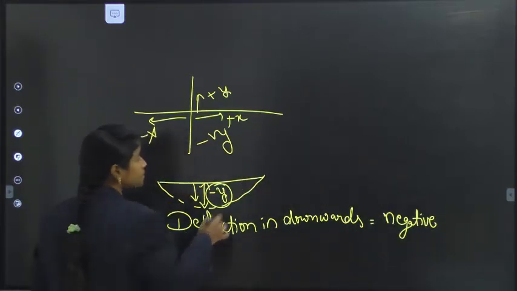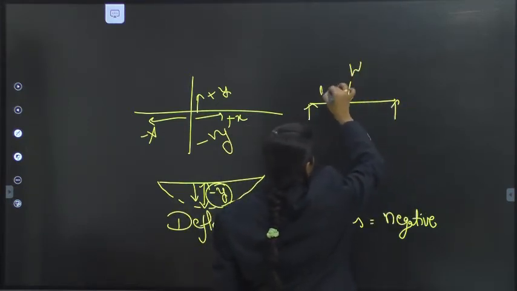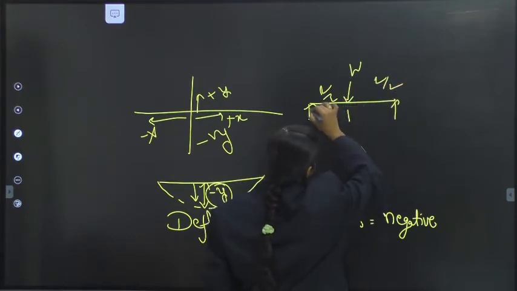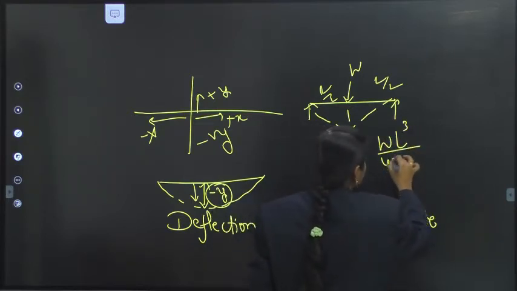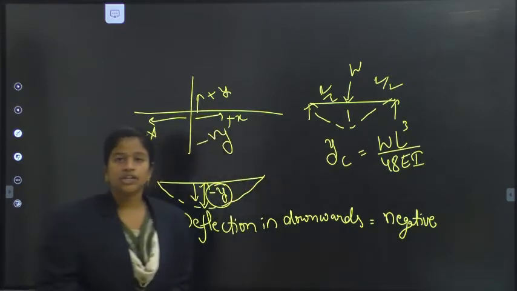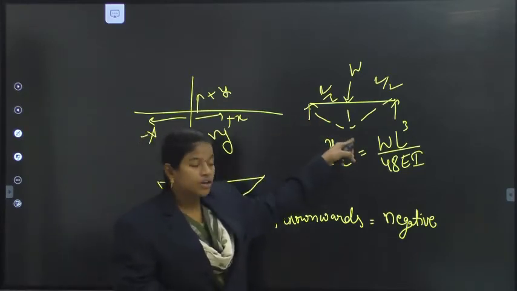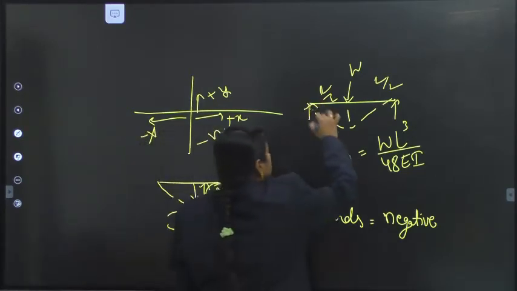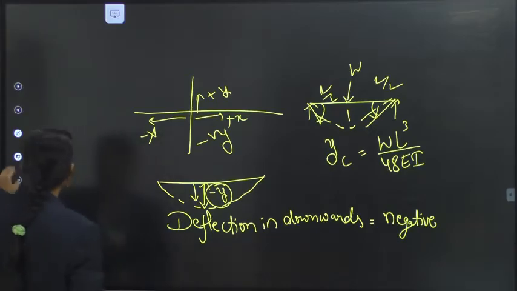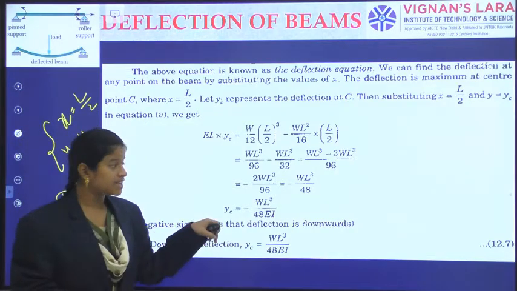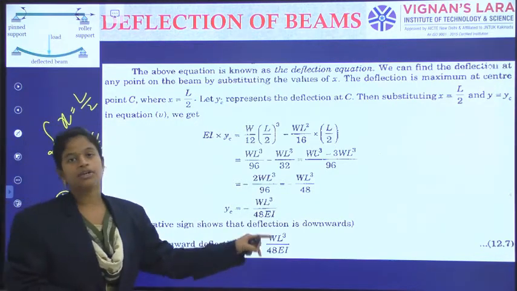So for the simply supported beam with a point load at the center, the corresponding deflection yc is equal to WL cube by 48 EI. This is the calculation for the deflection of a simply supported beam with a point load at center. Previously we have calculated slope at A and slope at B. The negative sign indicates the deflection is occurring in the downward direction, so the downward deflection yc is equal to WL cube by 48 EI.